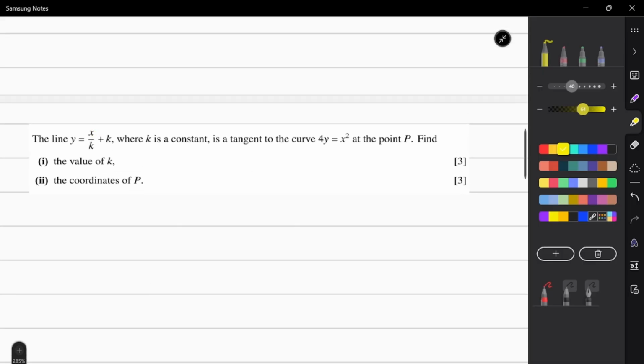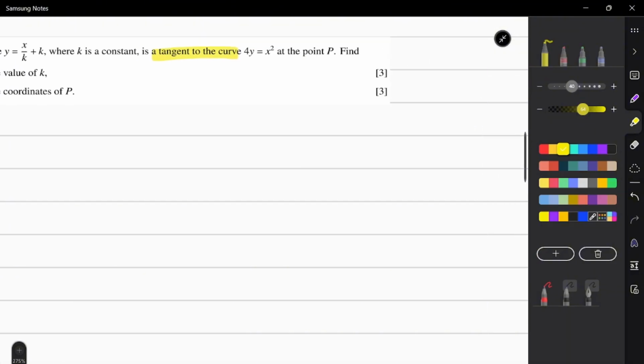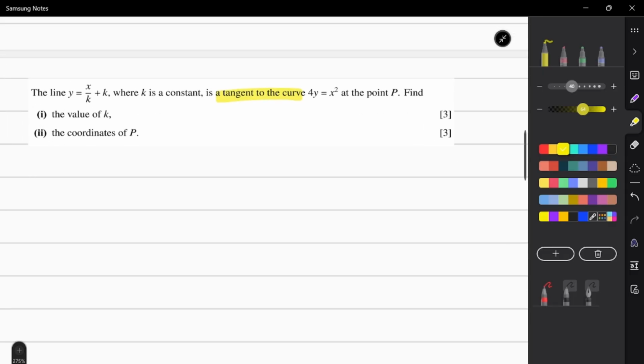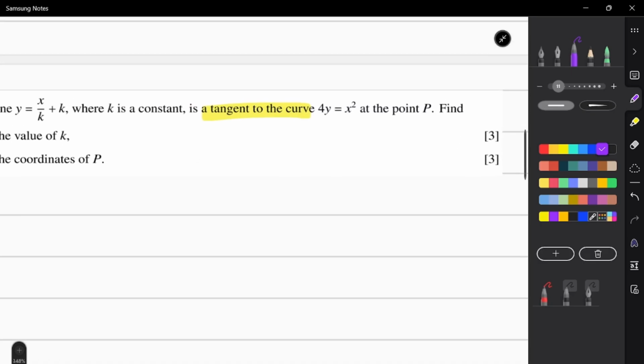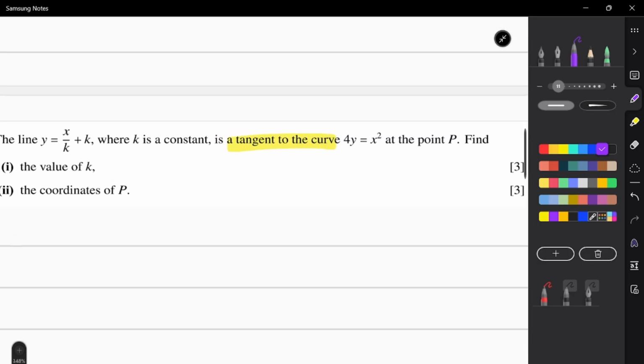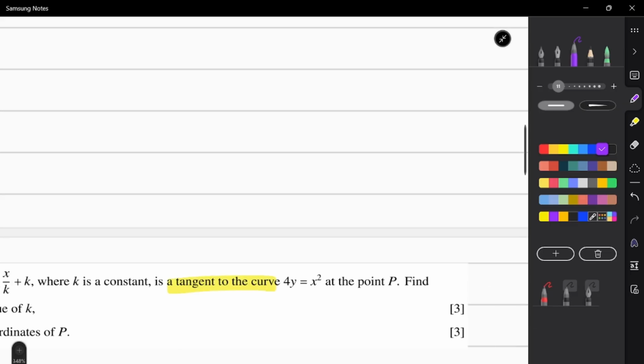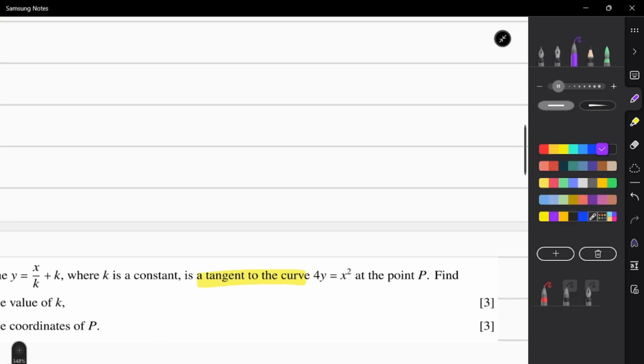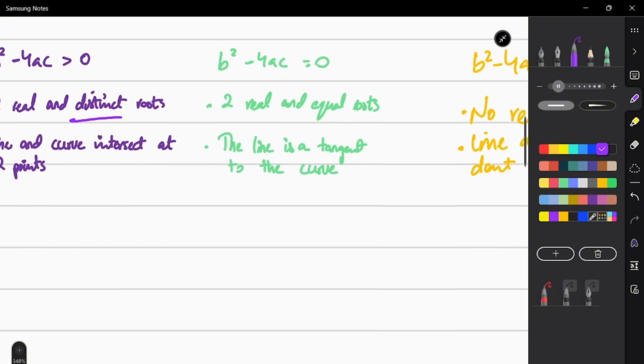The line y equals x upon k plus k, where k is a constant, is a tangent to the curve 4y equals x squared at the point P. So a tangent to the curve means it meets at one point. This line meets the curve at one point, so they intersect at one point only. And when a line is tangent to the curve, it means it has only one real root, and that is when the discriminant is equal to 0.